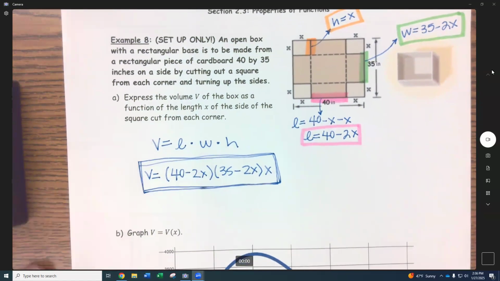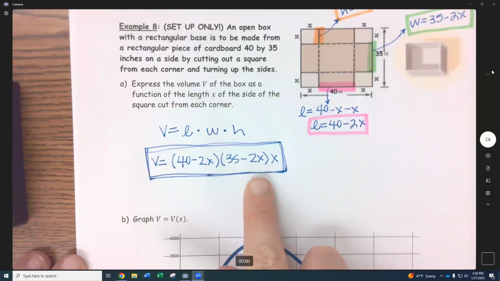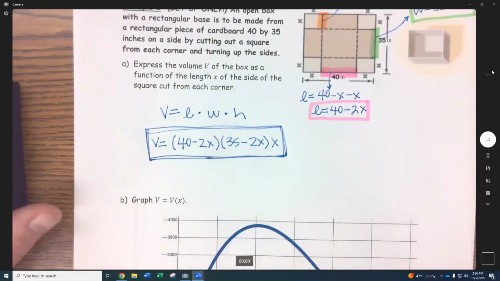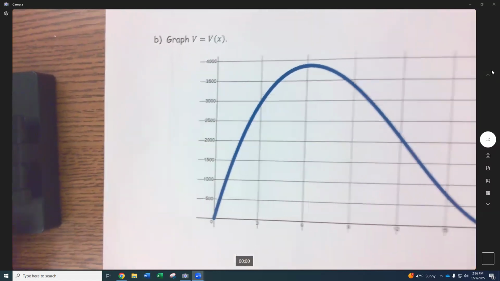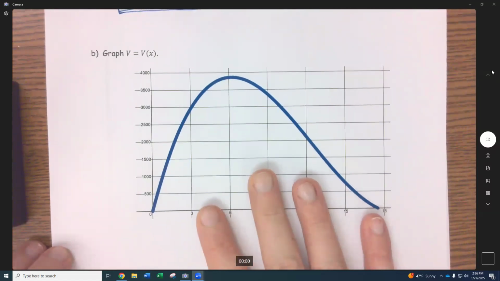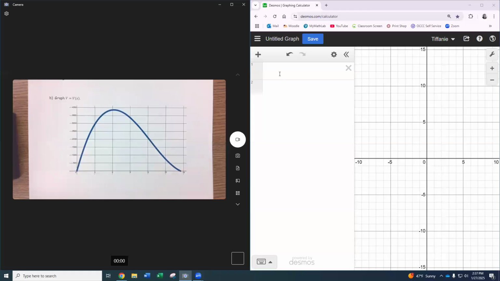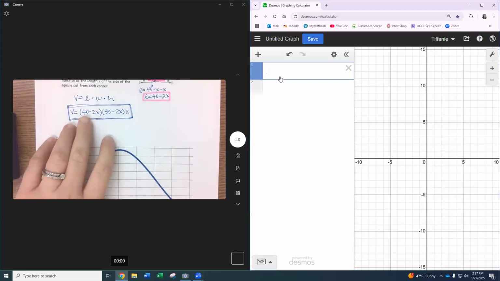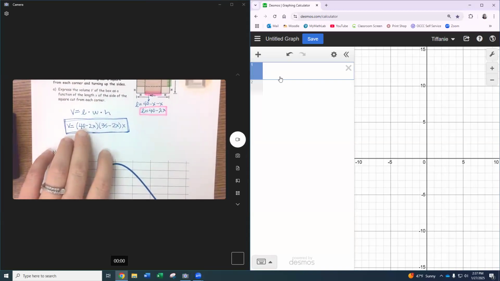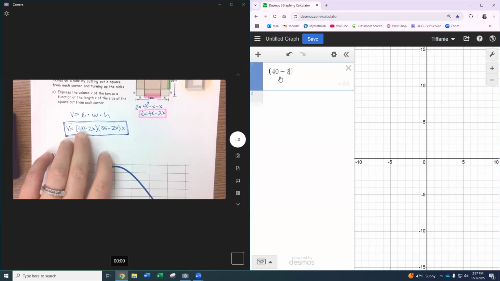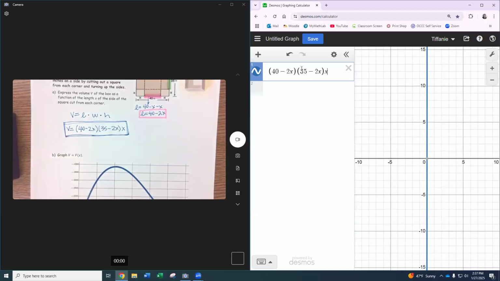So then part B wants us to graph our volume formula. So to do that, we're going to go into Desmos, and I'm going to try to get this graph in Desmos here. So I'm going to type my volume formula, and you do need those parentheses there. Okay, so there is my formula, written with parentheses and everything.